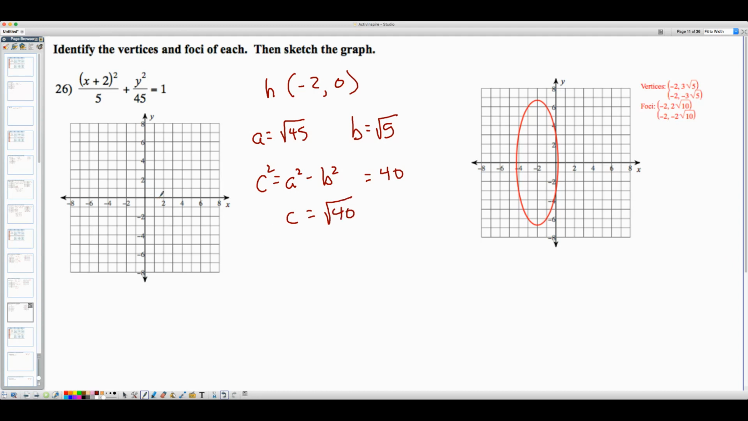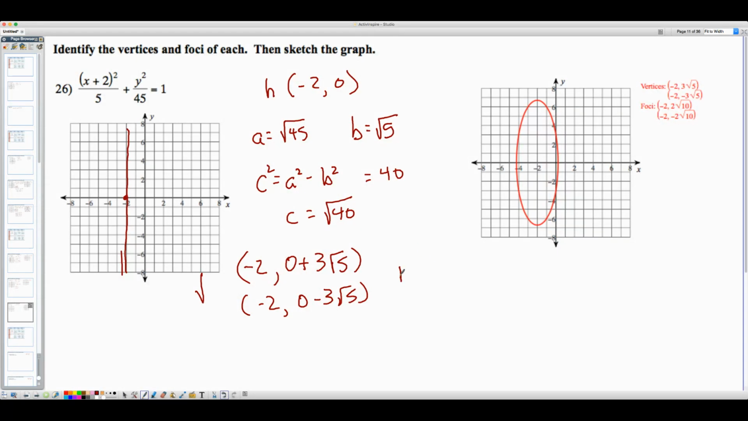So if I were to graph this, I have (-2, 0) as my center. My vertices are going to be along this line. The x value is equal to -2, so it'll be at -2, and then I have to do the y value, and I'm going to start at 0. So I'll do 0 plus the square root of 45, which is 3 times the square root of 5, and (-2, 0 minus 3 times the square root of 5). Those are the vertices.